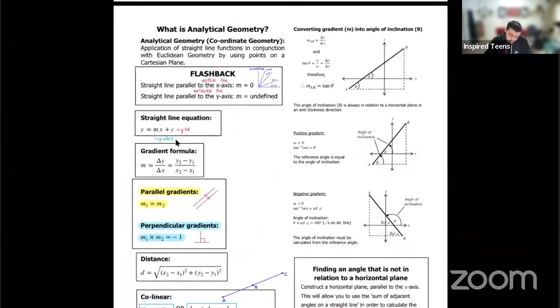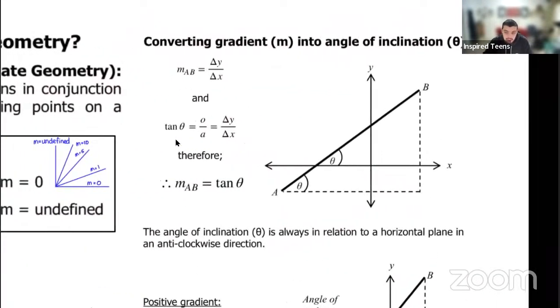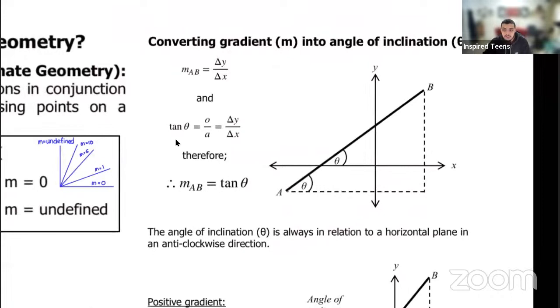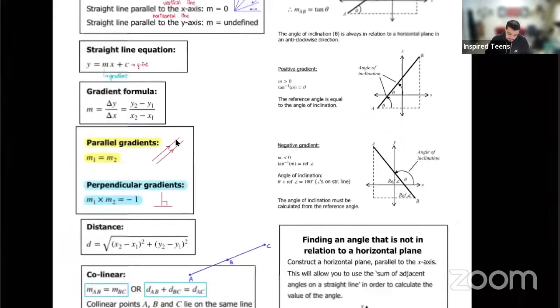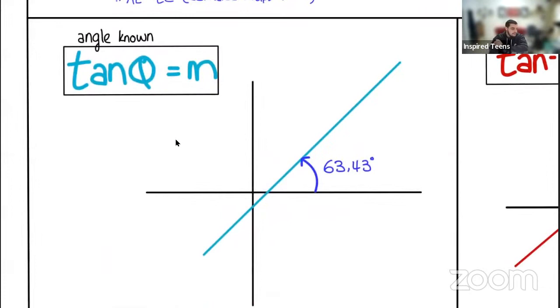Okay, we'll discuss the midpoint theorem in a bit. Let's look at this: converting gradient into angle of inclination. Gradient is equal to delta y over delta x. This is a very formal way of introducing it. You can go through those notes. They do make sense, but I just want to go through it here because it's a bit easier.